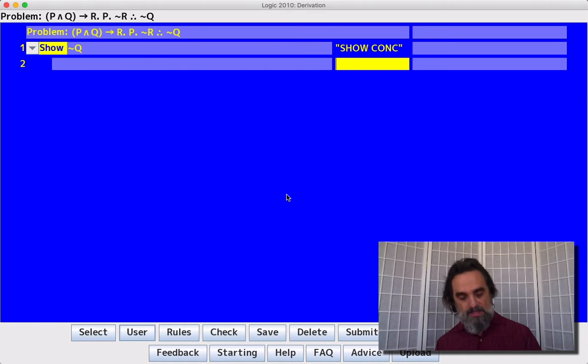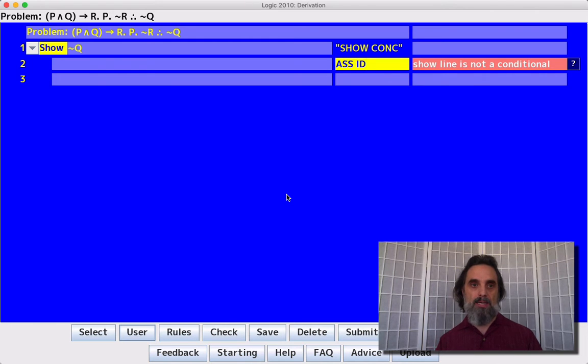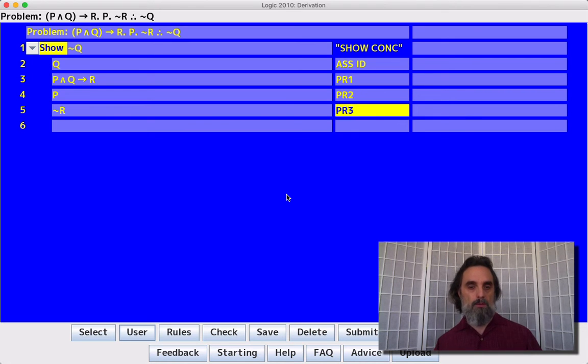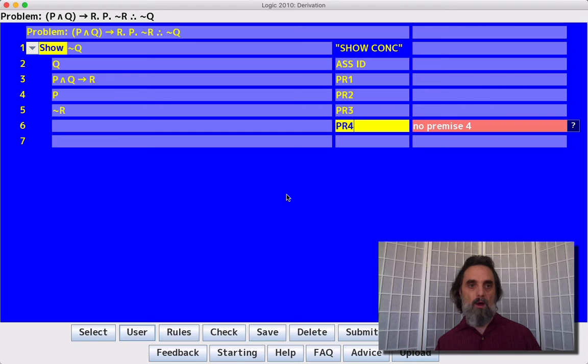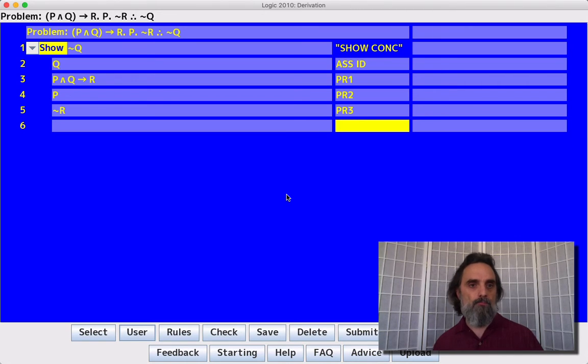We can't assume CD because we're not trying to show a conditional, so we'll say assume ID instead, and we'll pick the simpler one, the Q. Let's bring in our premises. There are 3. Is there a 4? No, there's not. So let's see, what can we do here?